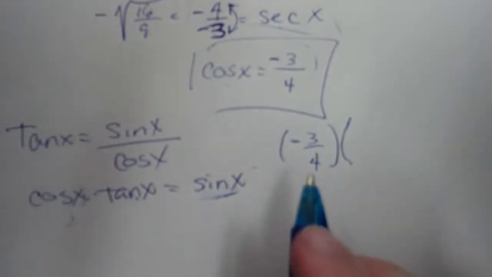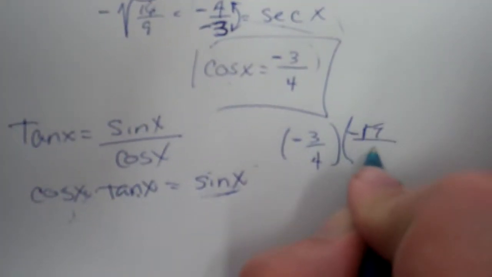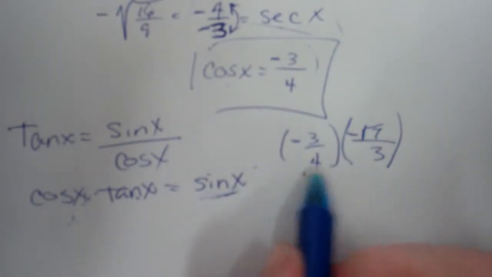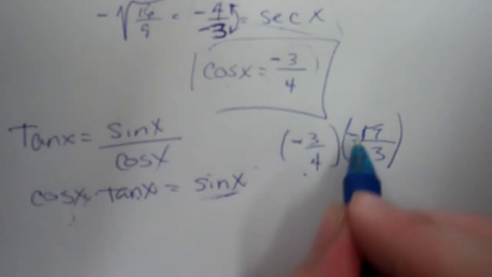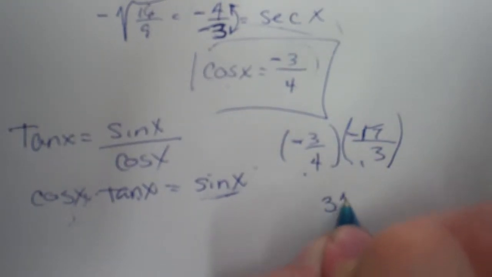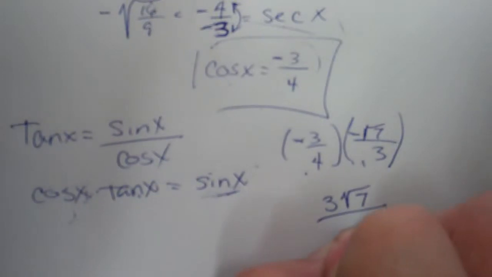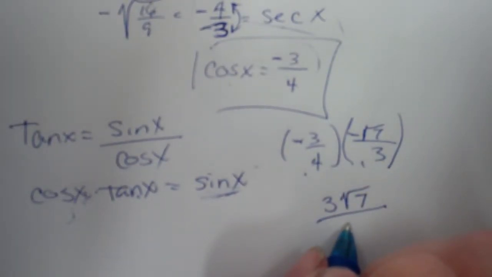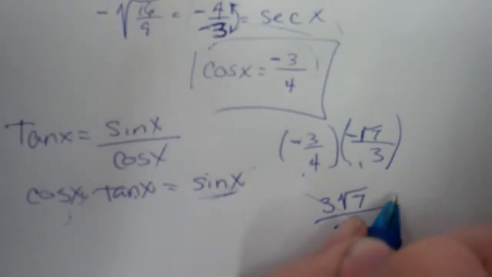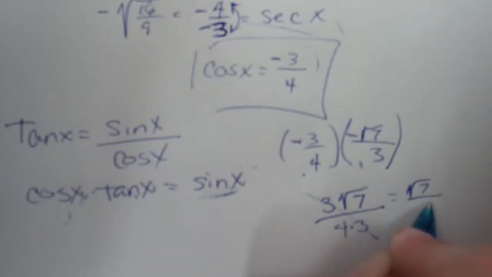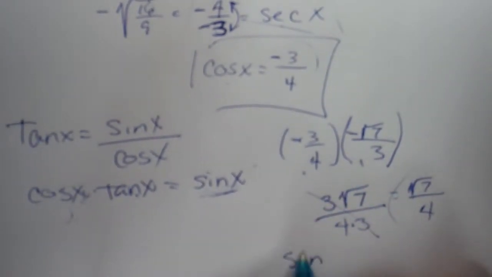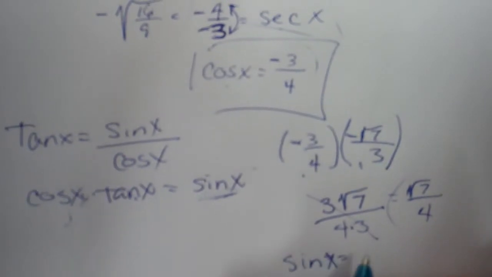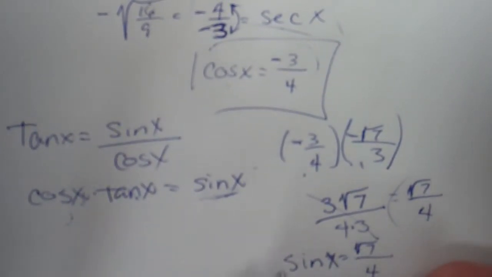So down here we're going to put this together. This is negative radical 7 over 3. And we'll multiply the cosine times the tangent to get the sine. Negative 3 times negative radical 7 becomes 3 radical 7. 4 times 3, and I will use this to cross this out, and so we end up with radical 7 over 4, and that is the value of the sine. So I'll write this down. The sine of x is equal to radical 7 over 4.